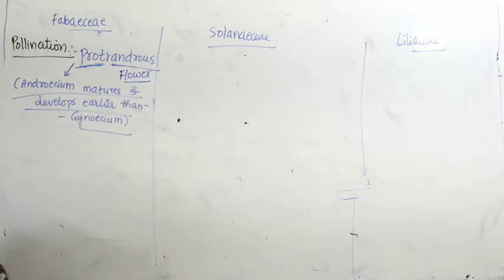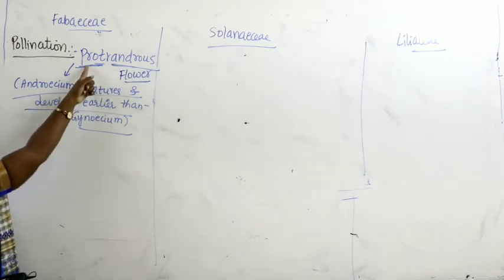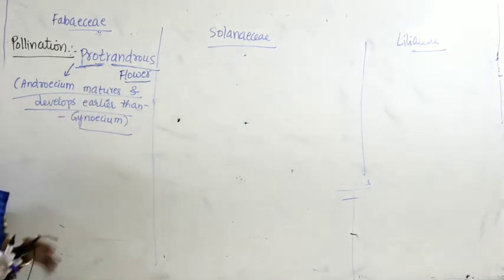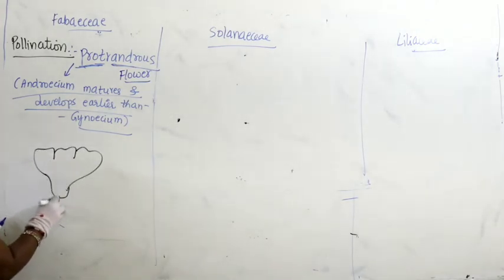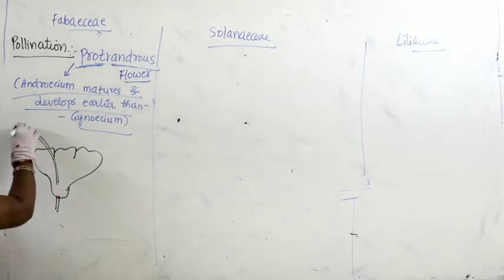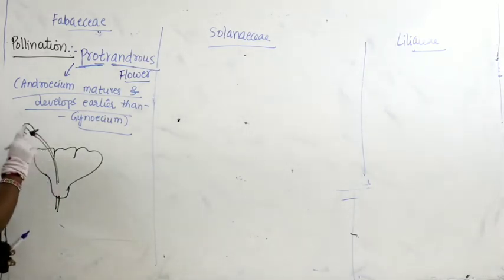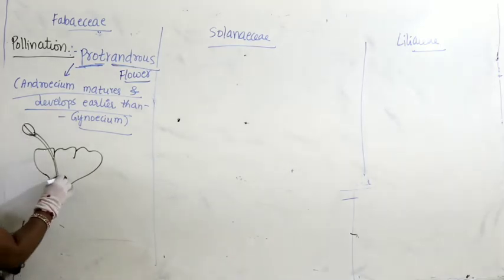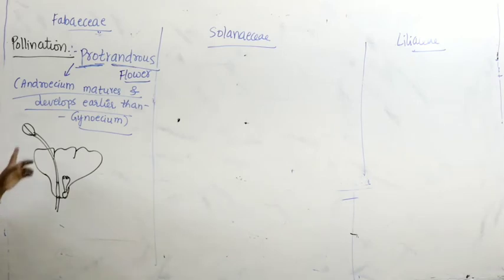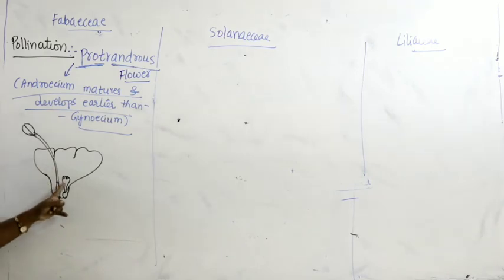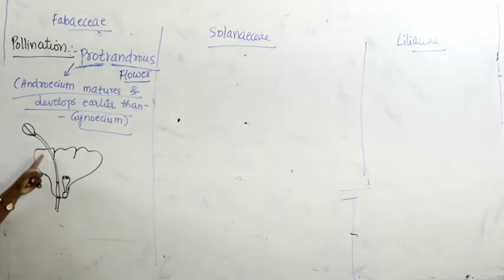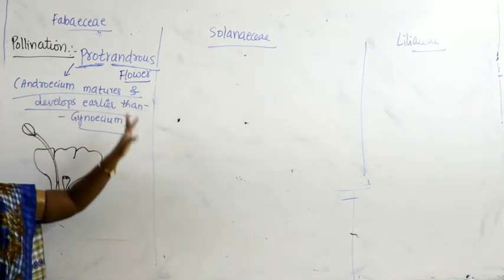Proto means first. Androus means androecium. Suppose you look at a flower like this. In this, androecium is completely developed. Androecium matures and develops earlier than gynoecium. Gynoecium is still in bud condition. That means androecium develops first completely. It matures and develops completely when compared with the gynoecium, which is still in bud condition. Whenever androecium develops and matures earlier than gynoecium, it is called protandrous condition.